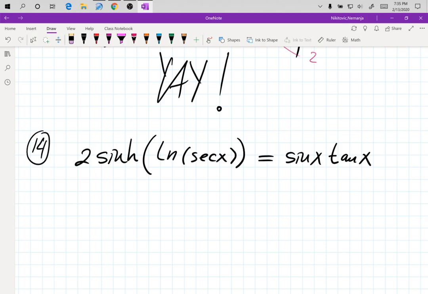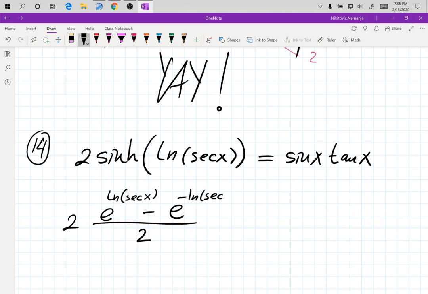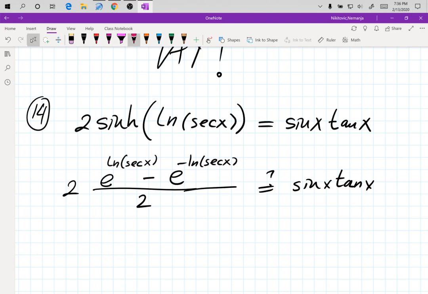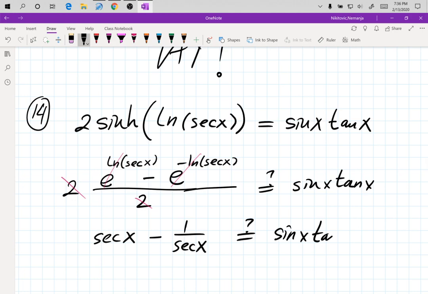So this looks disgusting, but actually ln is awesome to have over here. So 2 times e, well, that will be over 2, right? 2 times e to the ln of secant x minus e to the minus ln of secant x should be equal to sine x tangent x. 2 and 2 cancel on the left. ln kills e's. And now you have secant x minus 1 over secant x should be sine x tangent x.